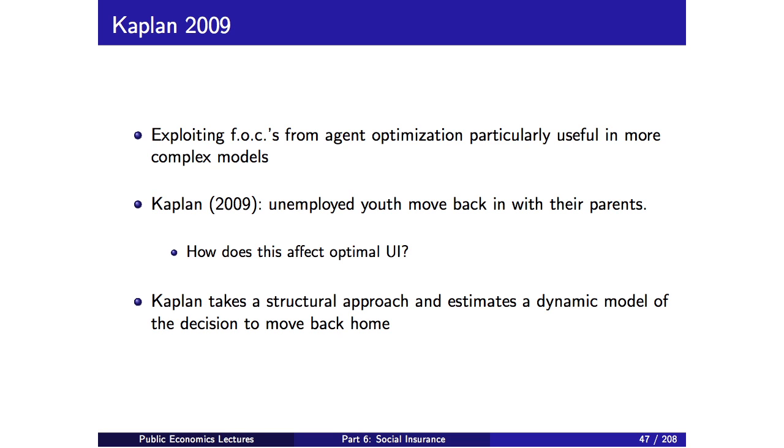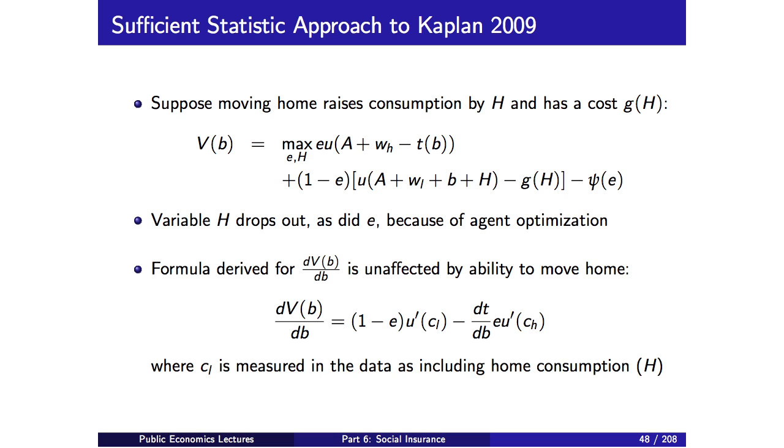So take the Kaplan paper. What he does is he takes a structural approach and estimates a dynamic model of the decision to move back in with your parents when you get unemployed. And then he shows how that's going to affect the optimal unemployment benefit level. So let me characterize that in a simpler way here, just to fit it into our notation. The same logic will apply in a more general dynamic model like the one he considers.